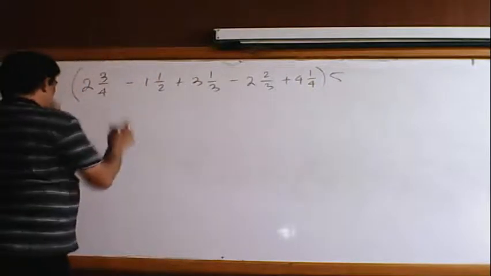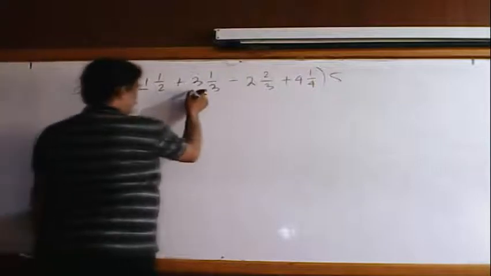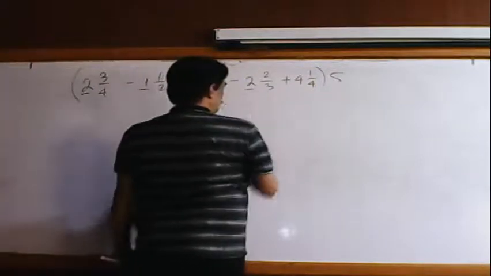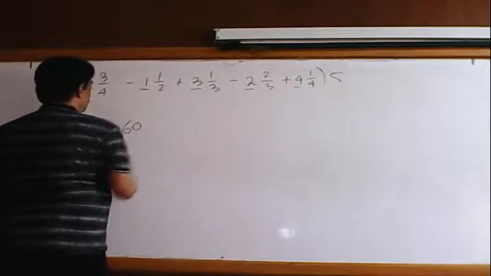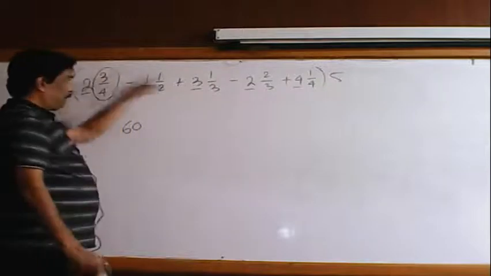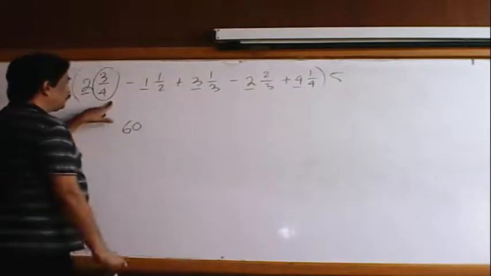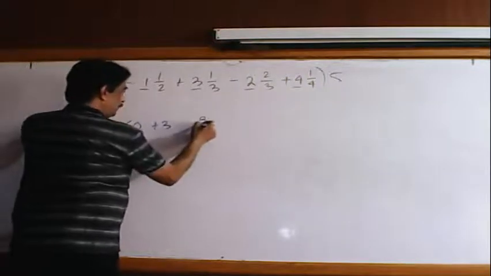So rule same. First of all, 2 minus 1 is 1. 1 plus 3 is 4. 4 minus 2 is 2. 2 plus 4 is 6. 6 into 5 is 30. Now, this part. This is 15 by 4. 4 will go 3 times. So plus 3. So now 3 by 4 extra part.